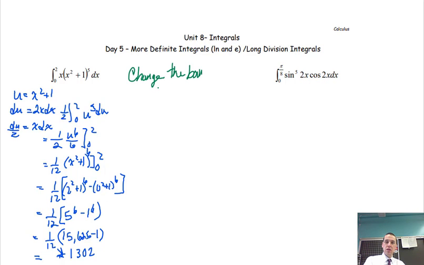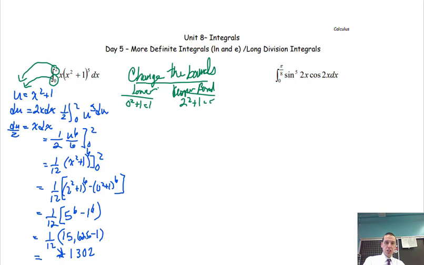So the first thing you need to do when you use u sub on definite integrals is change the bounds. How do you change the bounds? You take your bounds and plug them into u. So we will have the lower bound first. Lower bound will be 0 squared plus 1, which equals 1. And our upper bound will be 2 squared plus 1, which equals 5.